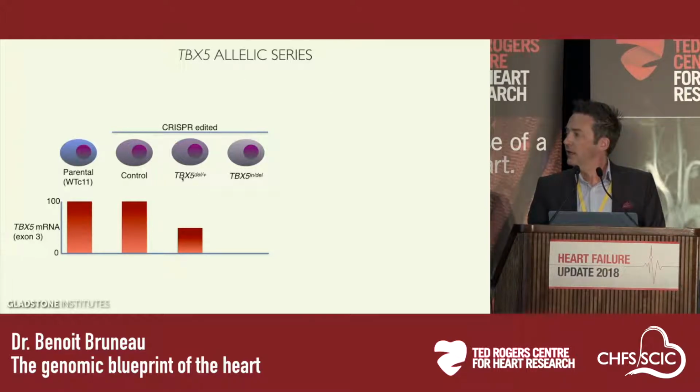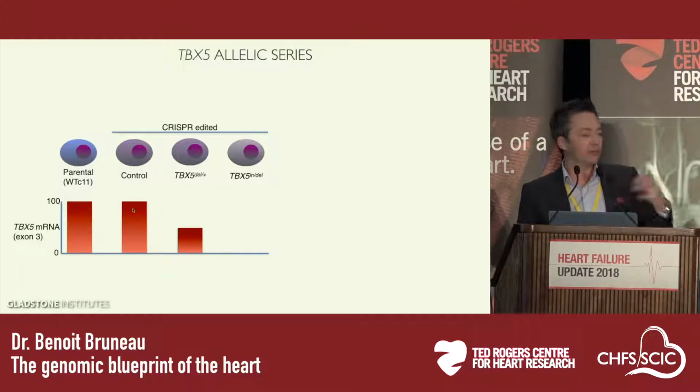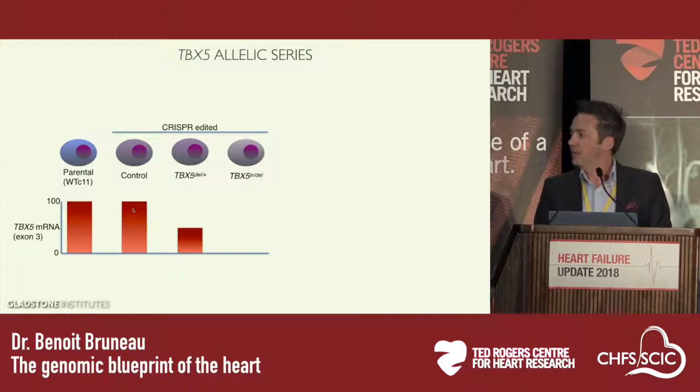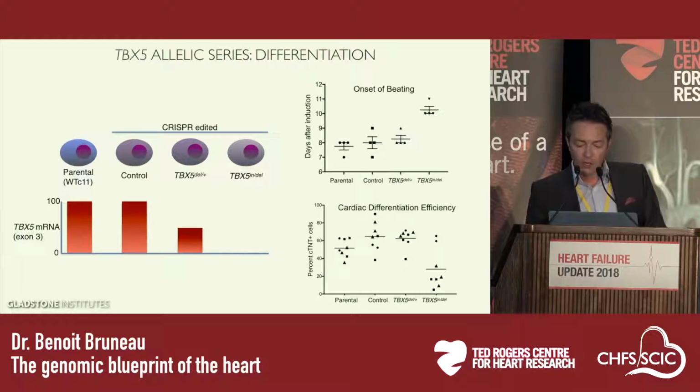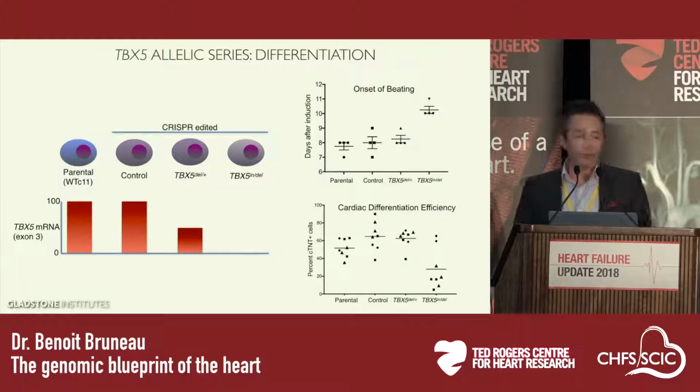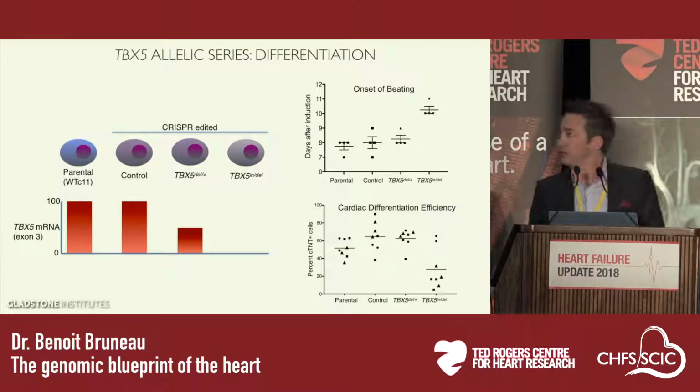Heterozygous or a compound heterozygous, but for all intents and purposes, homozygous loss of function allele of TBX5. And this leads to parental or control cells that are controls. The control has seen the CRISPR-Cas machinery, but does not have an indel. And then we have heterozygous lines that have half the amount of TBX5, and then homozygous lines that don't have any TBX5 at all.